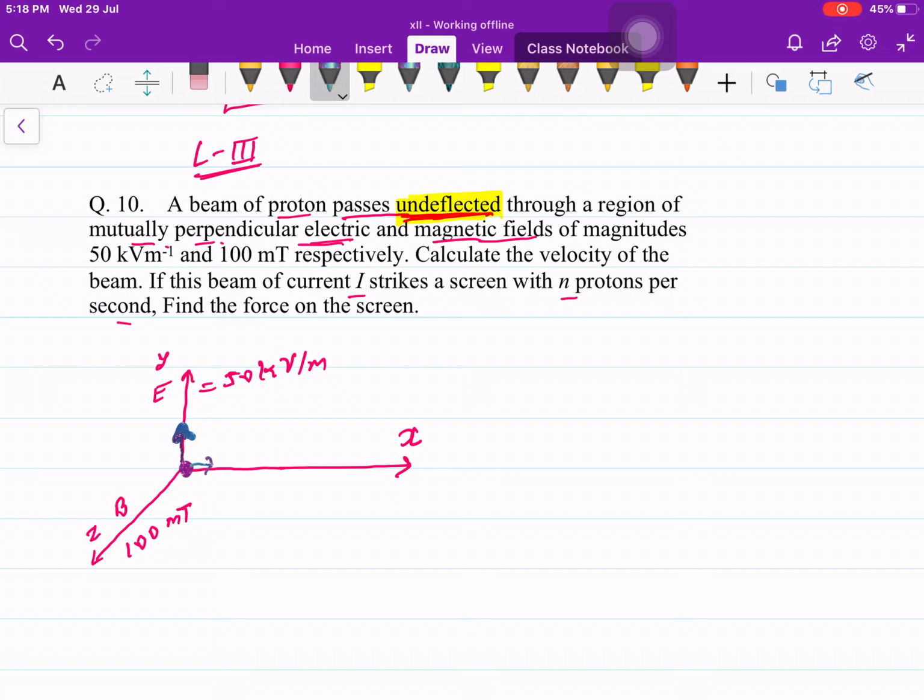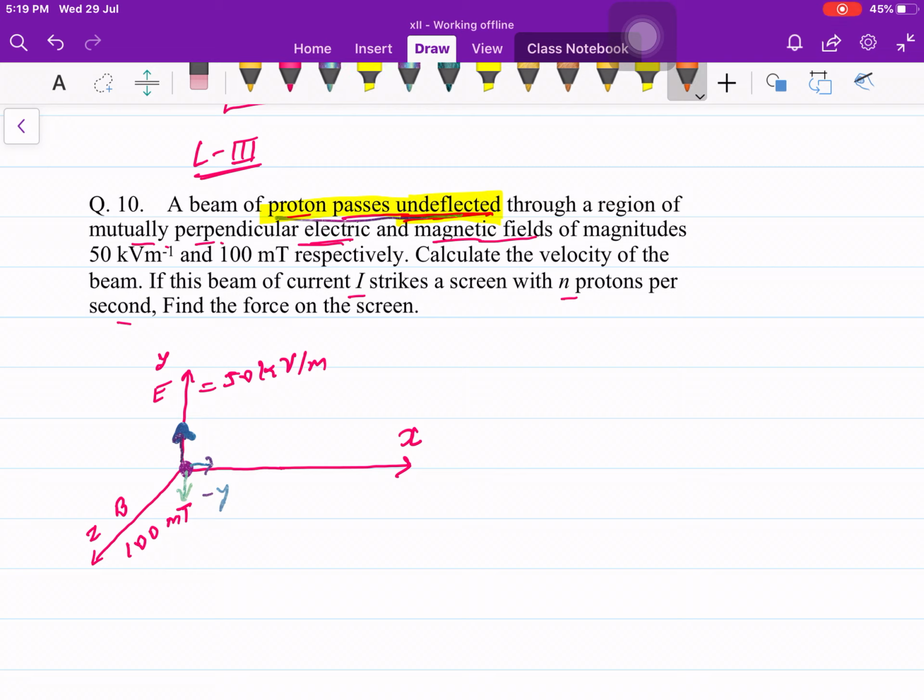For this, we have to use Fleming's left hand rule. Your forefinger will be along the z-axis, your middle finger will be along the x-axis. So your thumb will show the direction of magnetic force, and that will come towards downward direction, means it will be in minus y direction. So force due to electric field is in upward direction, y direction. Force due to magnetic field is in minus y direction. But even with these two forces, proton passes undeflected. It means both the forces are equal and opposite.